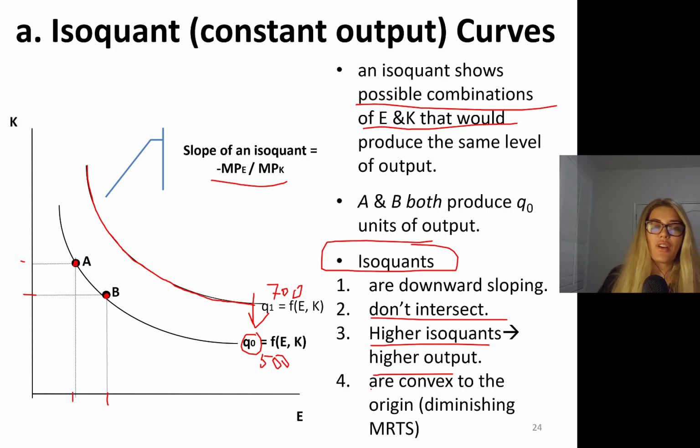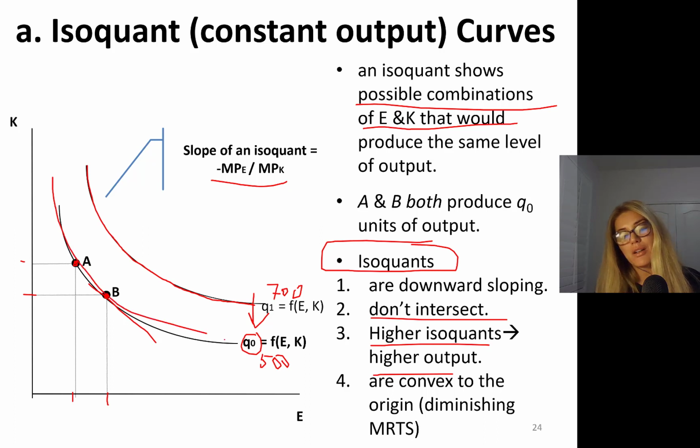The last property of isoquants is that they are convex to the origin. Convex means it's just like the indifference curves. They are like a bowl, imagine the cereal bowl. I know you're wondering what is she talking about? This is like a cereal bowl, right? The bottom of the bowl is pointing out to the origin. They are convex to the origin. This shows diminishing marginal rate of technical substitution.